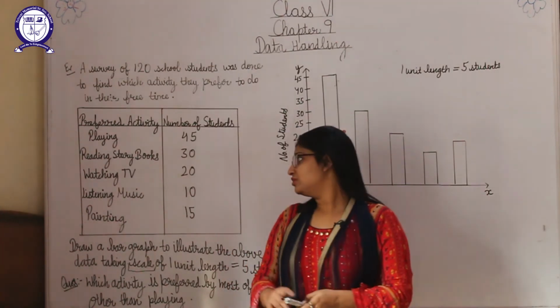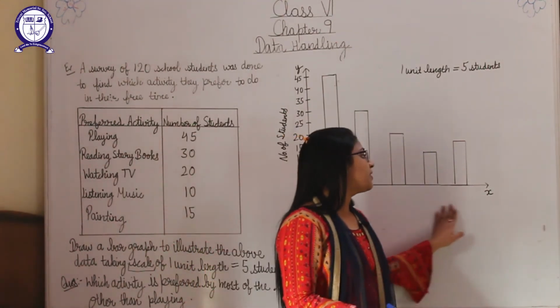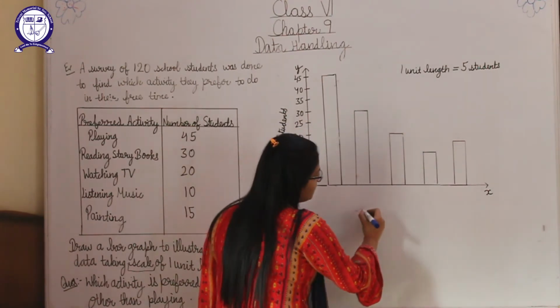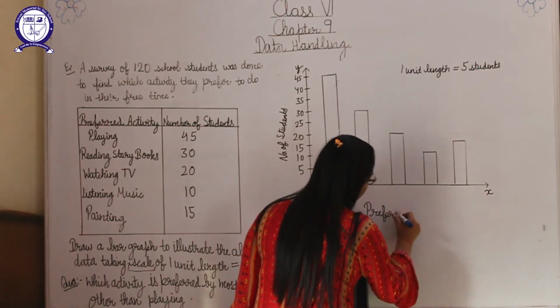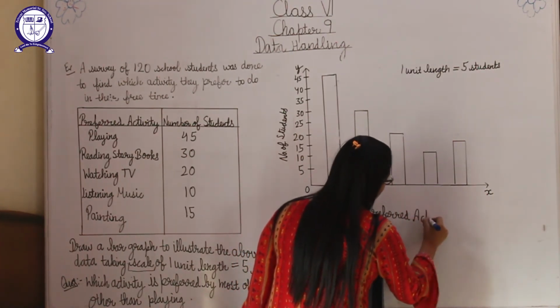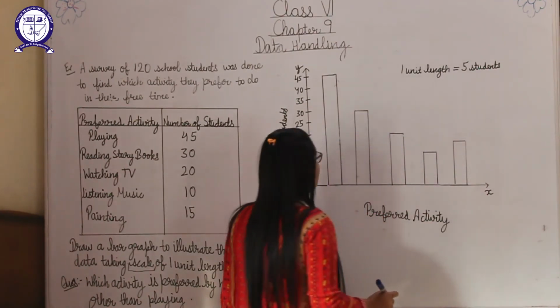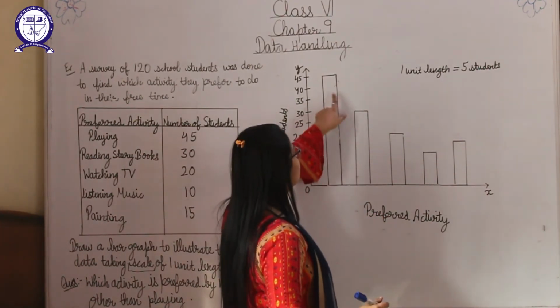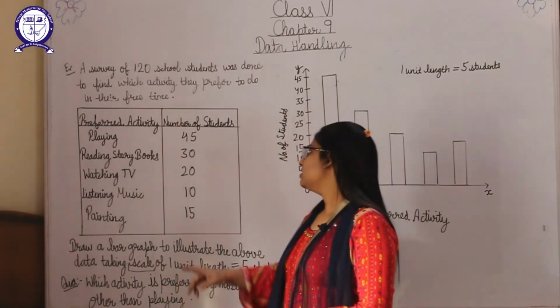Now we will write preferred activity here for our x-axis. We will write preferred activities, meaning what the students do in their free time. Now students, here I have drawn the bar graph. You can also make it accordingly.